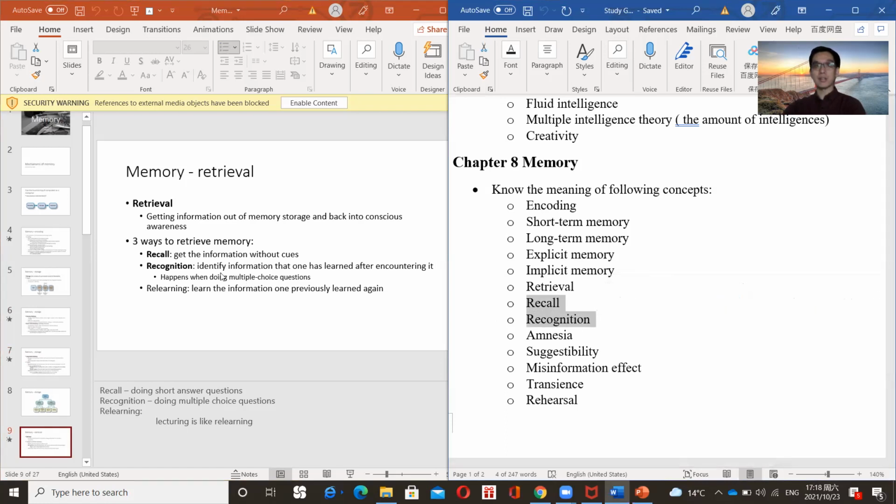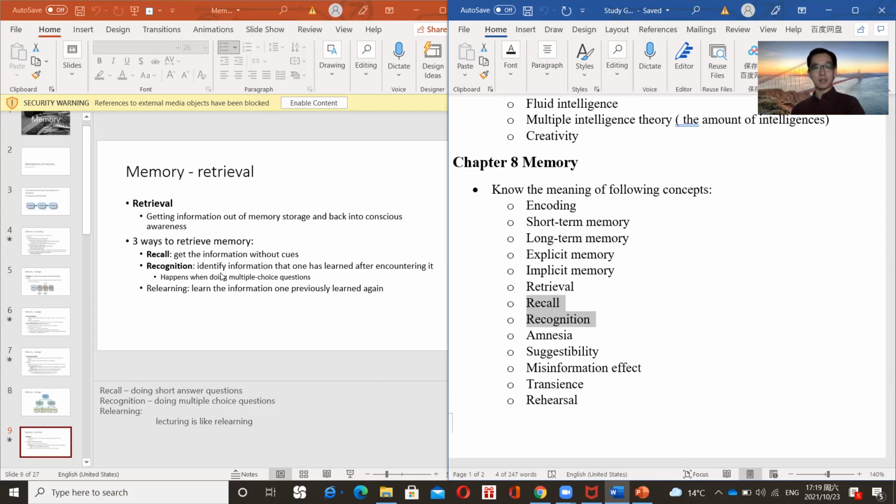Recall is like just getting the information as we want. If we want to get our name, I can just recall my name. That's it. And I do not have to use any hints or cues to get the information about my name. That kind of retrieval is called recall.